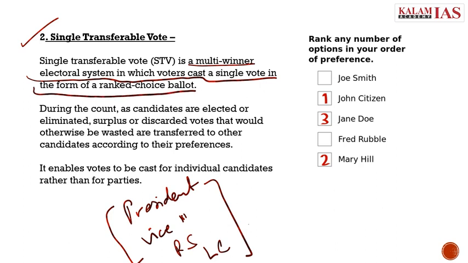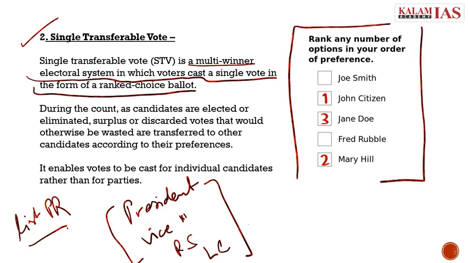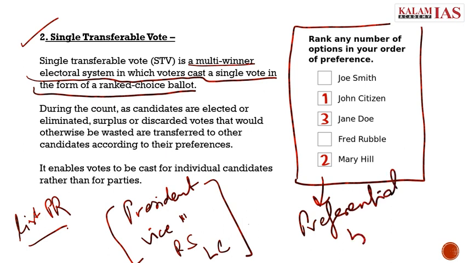Now, instead of parties putting forward the list of candidates as was done in the list system of proportional representation, here the voters themselves rank the candidates according to their preference using a preferential ballot. This is a preferential ballot. So the voters rank the candidates in order of preference. Suppose this is 1, 2, 3, this is 4, and this is 5. So in order of their preference, they rank the candidates.